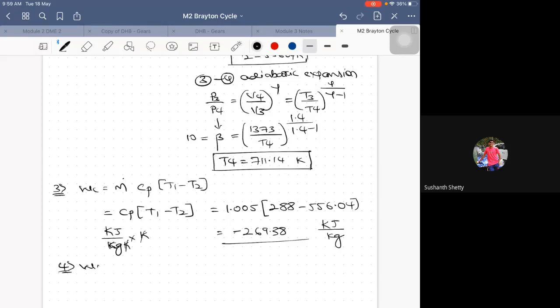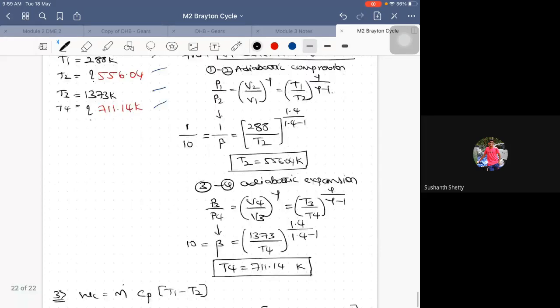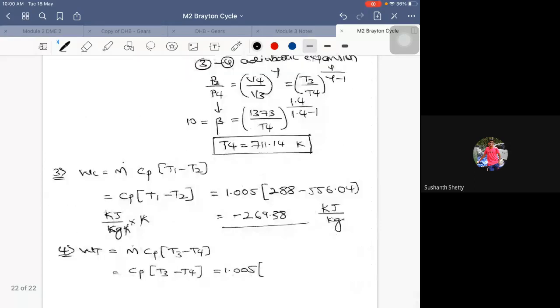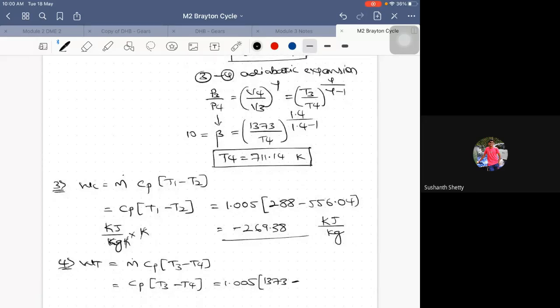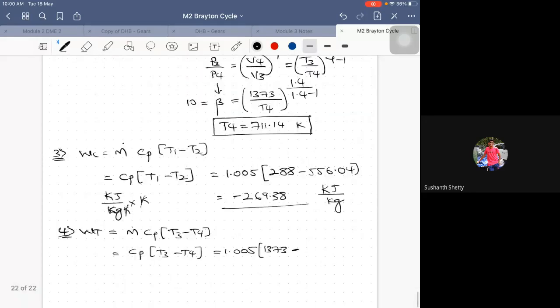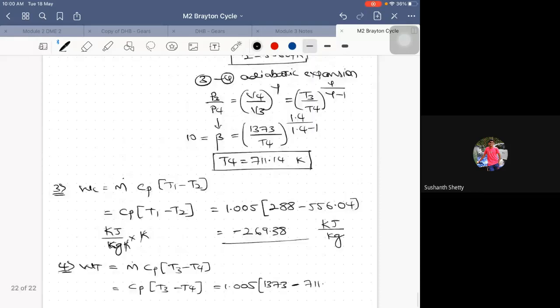Next, fourth point. Turbine work. Turbine work is m dot Cp into T3 minus T4. Correct? That is equal to m dot, but we don't have it. So just take Cp into T3 minus T4. Cp is the same, 1.005. T3 value was 1373, minus T4, which is 711.14.